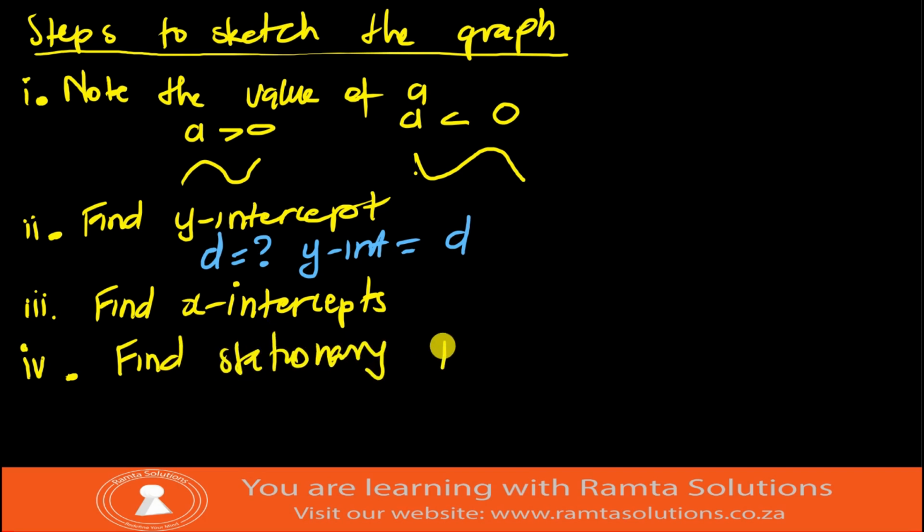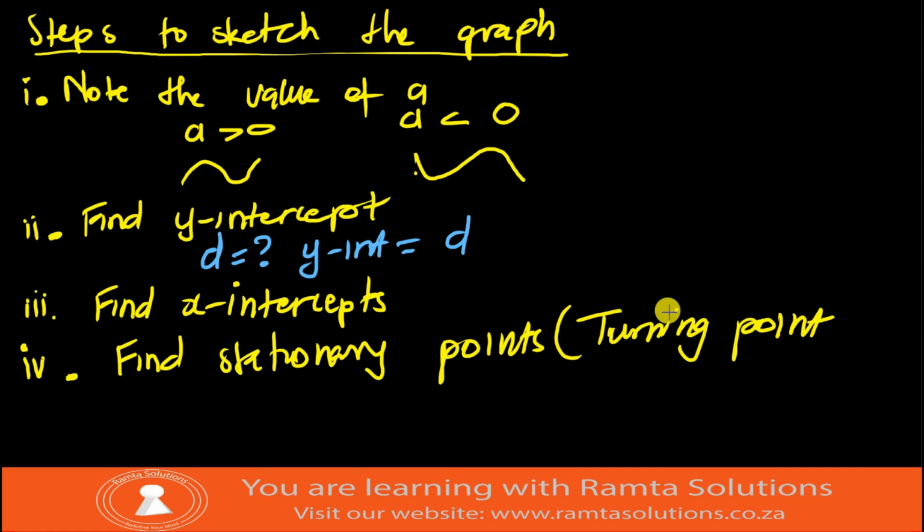Remember, these stationary points you basically know as turning points. You had a turning point in your quadratic graph, I mean your parabola. These are still the same thing, they mean the same thing. Because it's a cubic, as you can see, it looks like it has two turning points or two stationary points. Can you see a point here and a point here? So you find your stationary points. How do you find your stationary points?